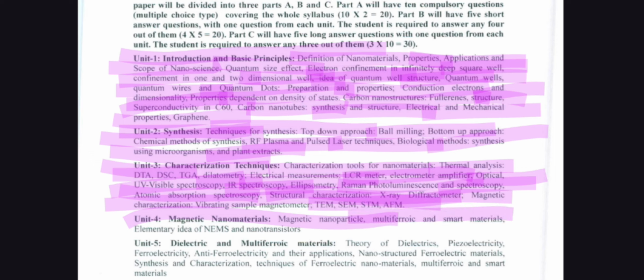Unit 4 is here, magnetic nanomaterials, magnetic nanoparticles, multiferroics, and smart material elements, idea of NEMS and nanotransistor. Unit 5 is here, dielectric and multiferroic materials, theory of dielectrics, piezoelectric, ferroelectric, ferroelectricity and their applications, nanostructured ferroelectric materials, synthesis and characterization techniques of ferroelectric nanomaterials, multiferroics and smart materials.